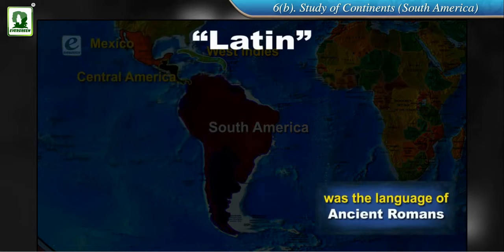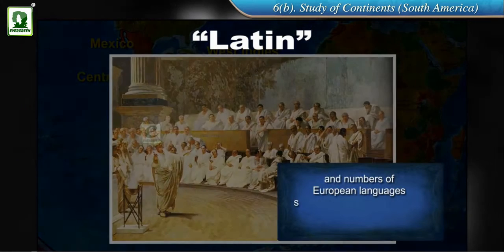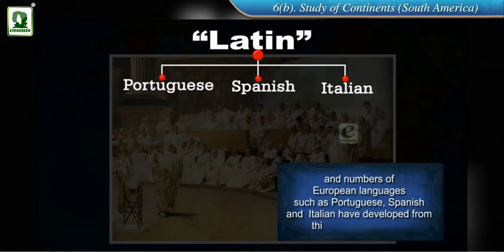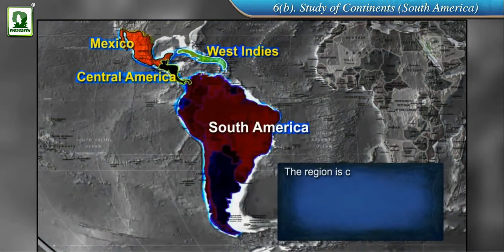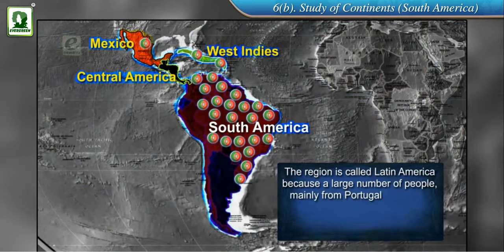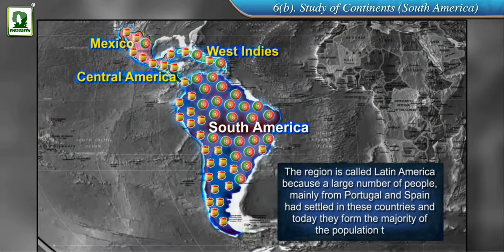Latin was the language of the ancient Romans, and a number of European languages such as Portuguese, Spanish, and Italian have developed from this ancient language. The region is called Latin America because a large number of people, mainly from Portugal and Spain, had settled in these countries, and today they form the majority of the population there.